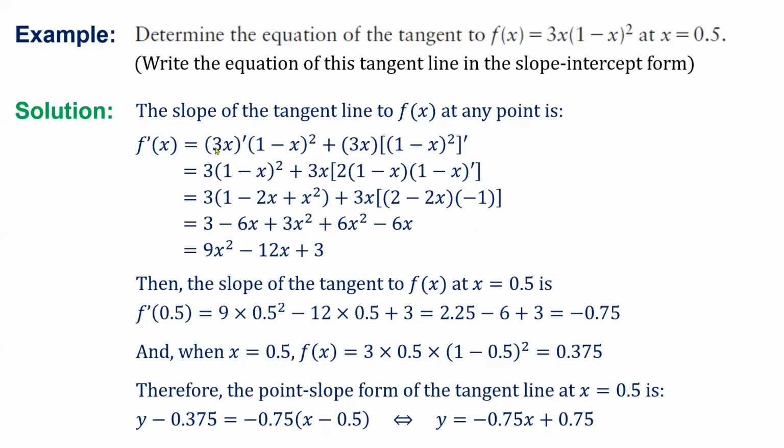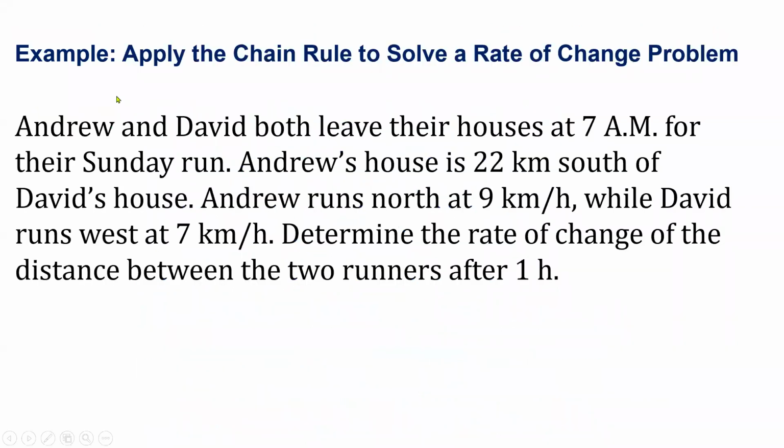Okay, if you have no questions, let's have a look at another example. Apply the chain rule to solve a rate of change problem. So Andrew and David, two persons, both leave their houses at 7 a.m. for their Sunday run. Andrew's house is 22 kilometers south of David's house. Andrew runs north at 9 kilometers per hour, while David runs west at 7 kilometers per hour. Determine the rate of change of the distance between the two runners after 1 hour.